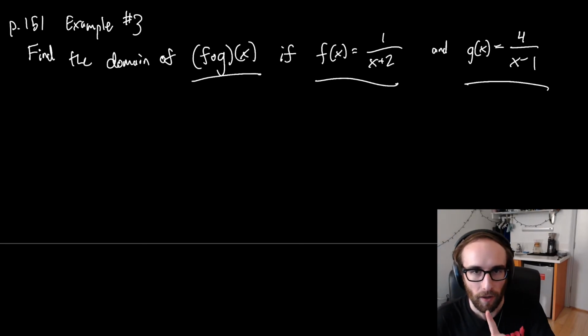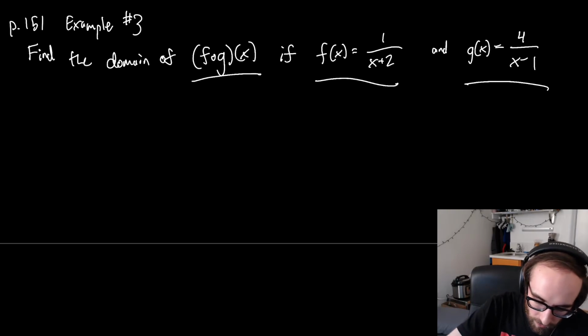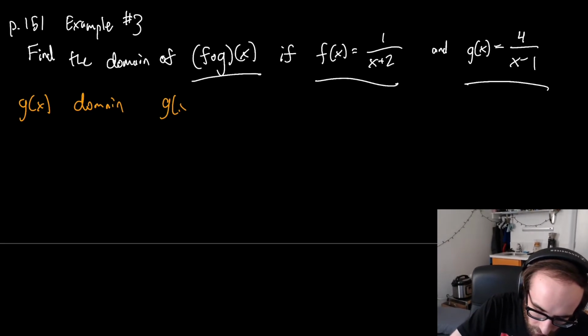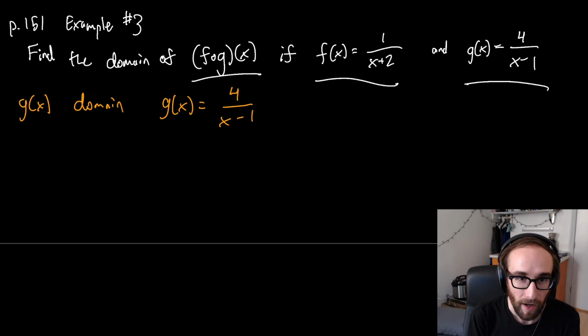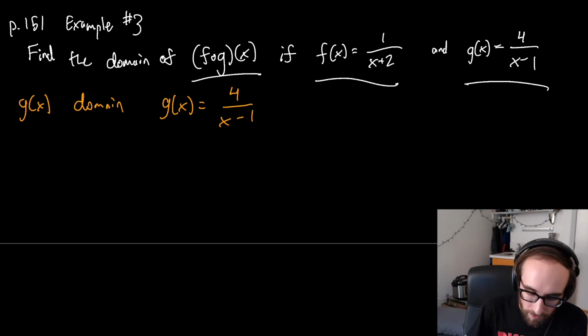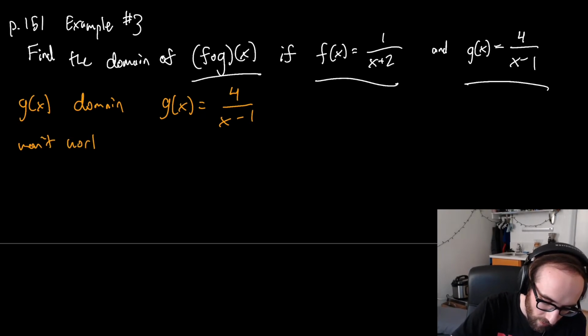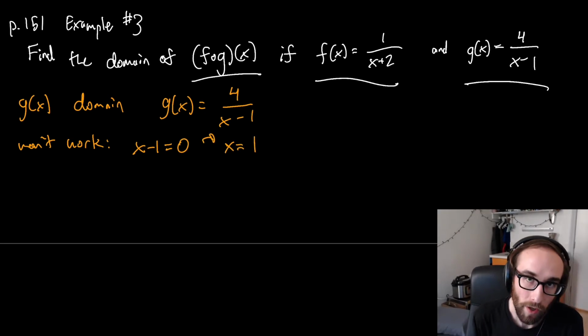First, let's consider g of x and the domain of g of x. So first we're going to start off with the g of x domain. As we can see, g of x is 4 over x minus 1. So we know we can't divide by 0. We can't have an input that gives us 0 in the denominator. So we know what won't work is any x value where x minus 1 equals 0. So in other words, x equals 1 won't work.